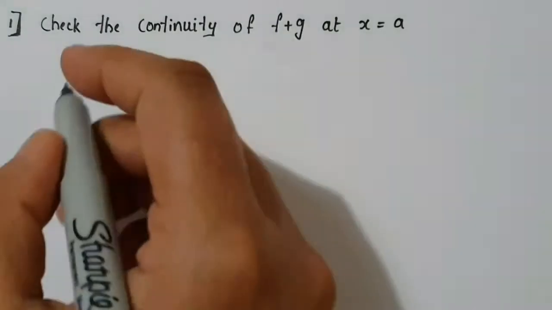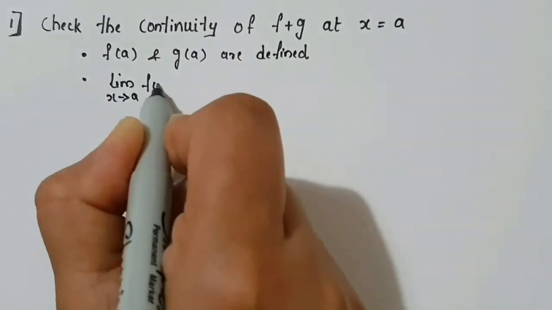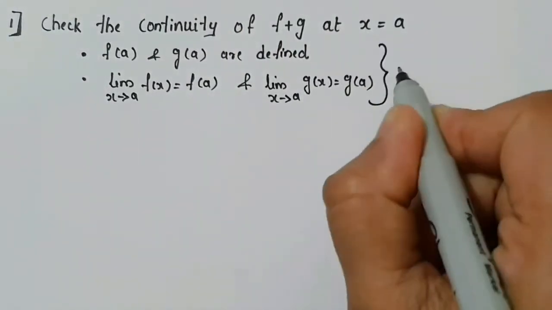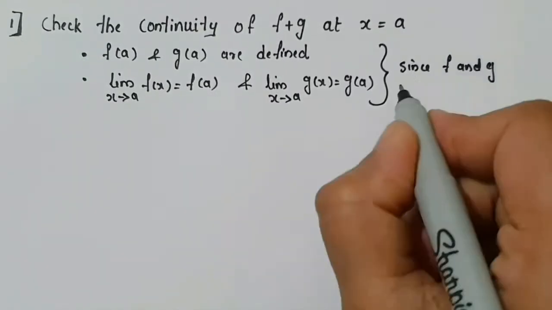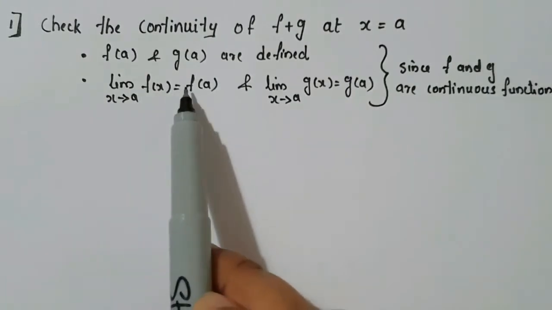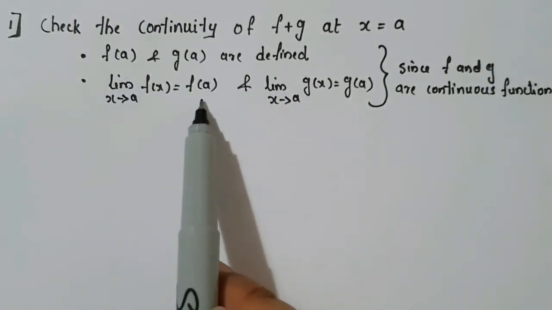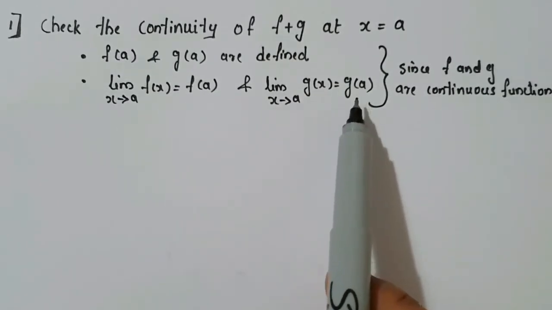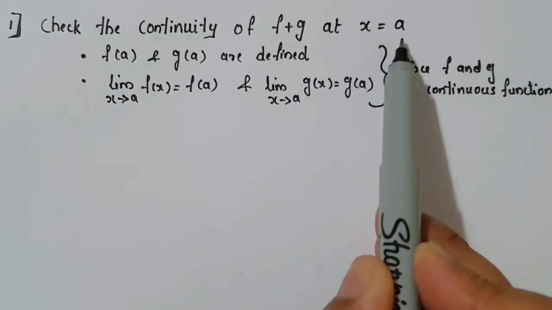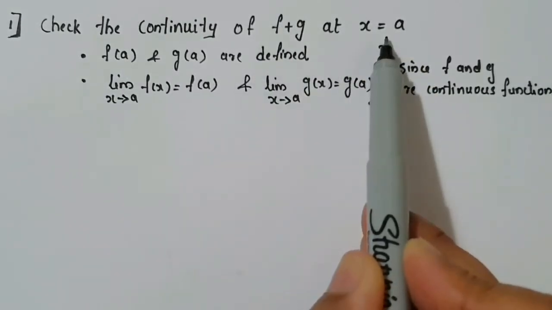That is, f of a and g of a are defined and the limit of the function is equal to the value of the function. So it is clear that f plus g is defined at x equal to a, because both f of a and g of a are defined at x equal to a.